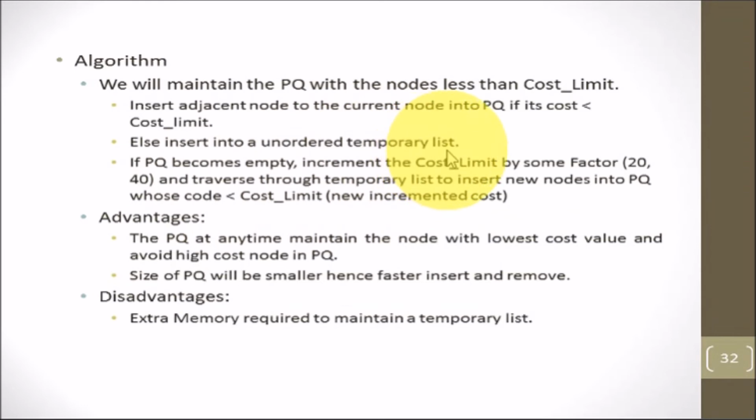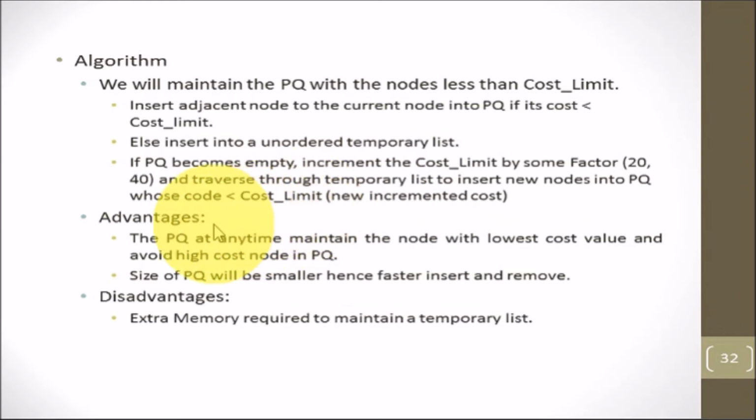the temporary list and put all the nodes which have a cost lesser than the new cost limit into the priority queue. So what we do is, the priority queue is getting populated with all the nodes which are less than 40. So this is how it will increment.